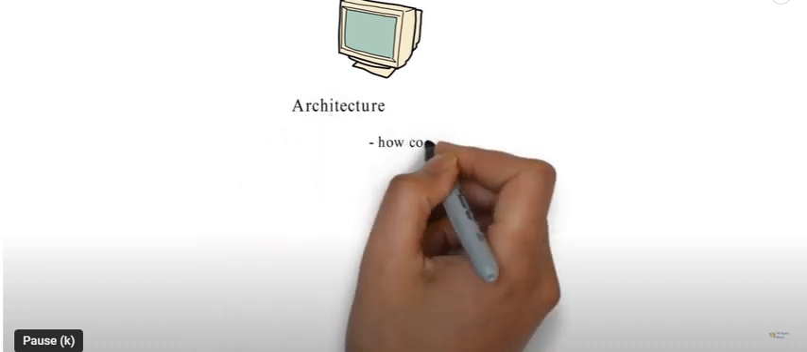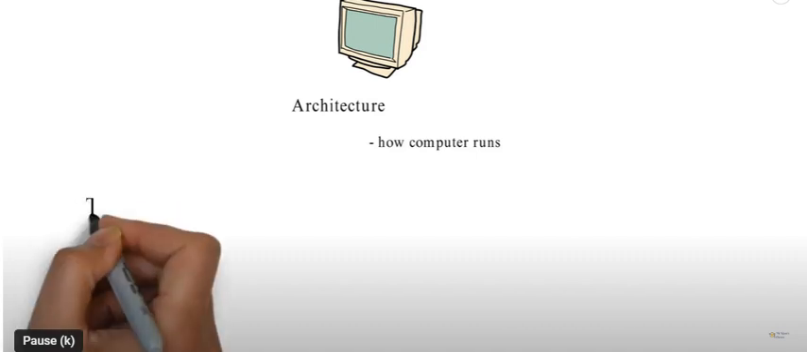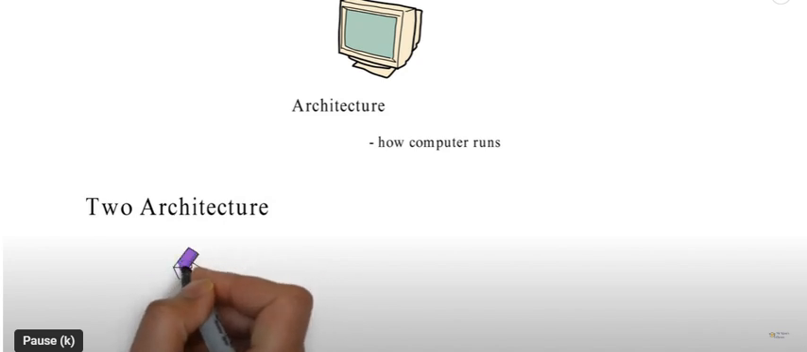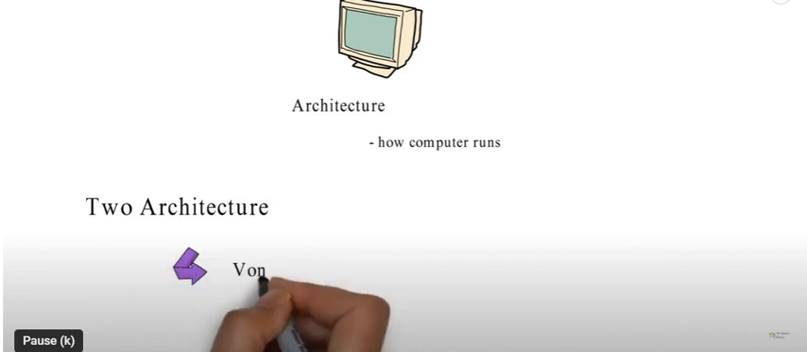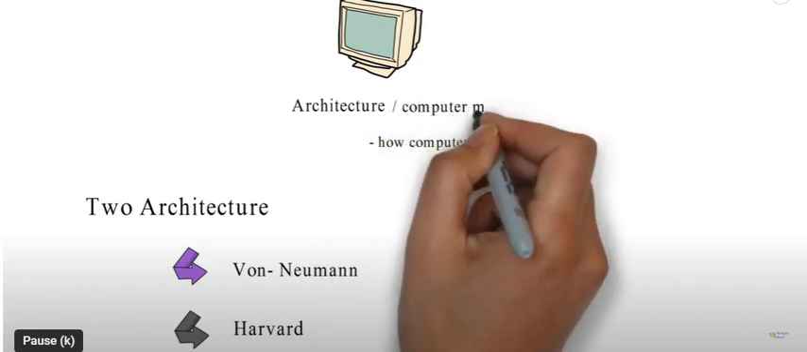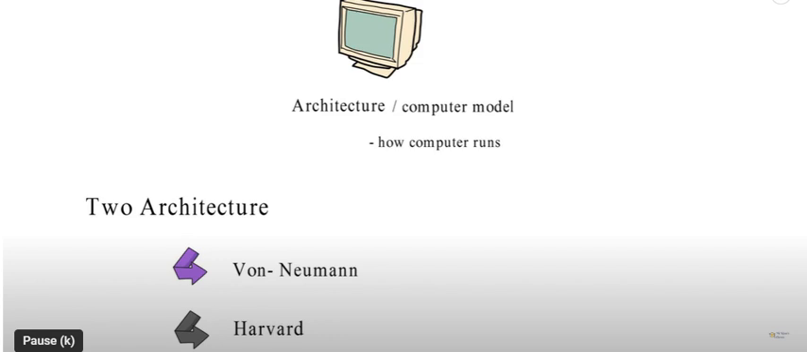There are two types of architectures in which the computer runs. The first one is the von Neumann architecture, and the second one is the Harvard architecture. Architecture is also known as the computer's model. So let's discuss the von Neumann architecture in detail first.